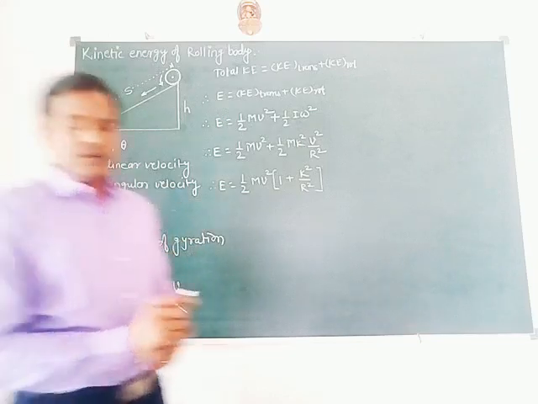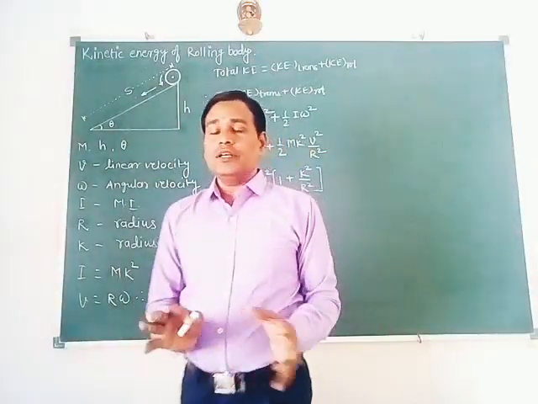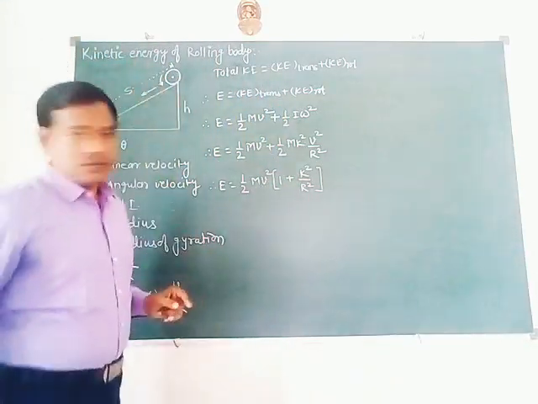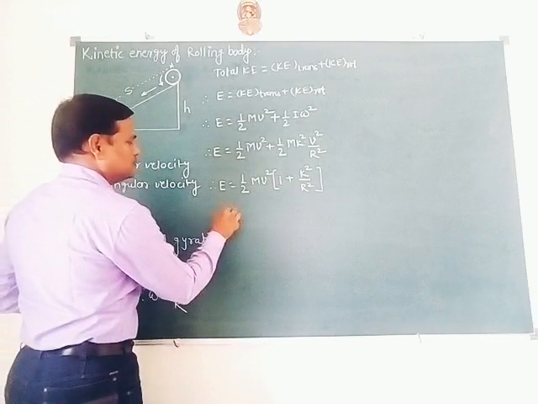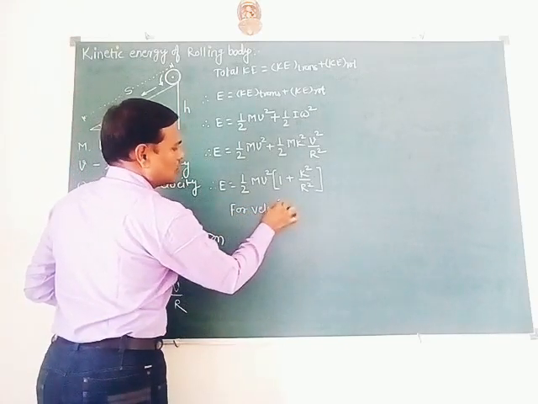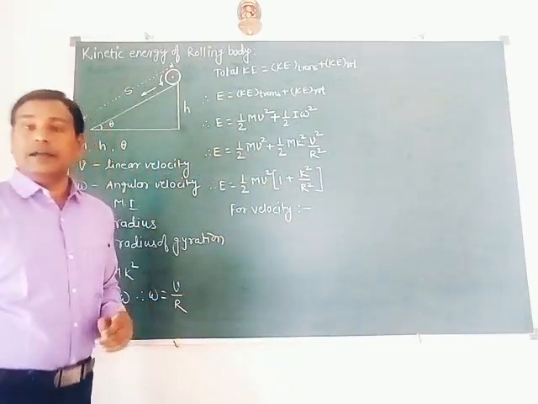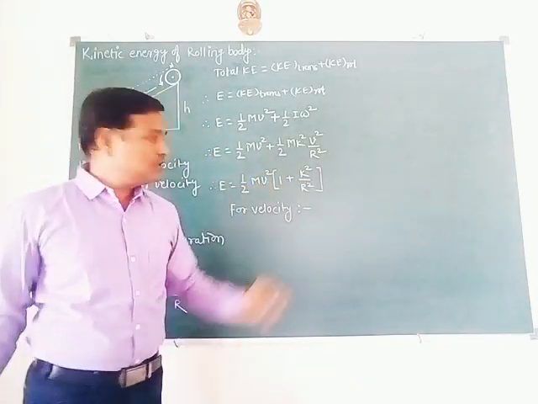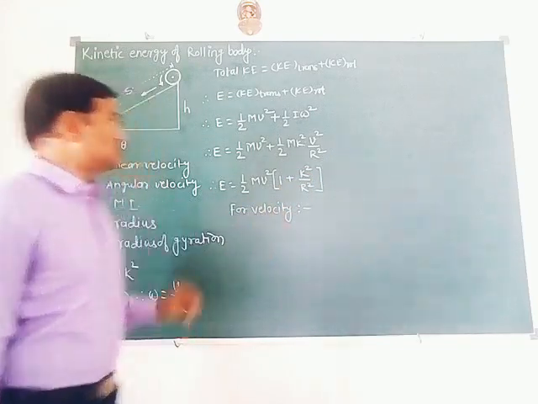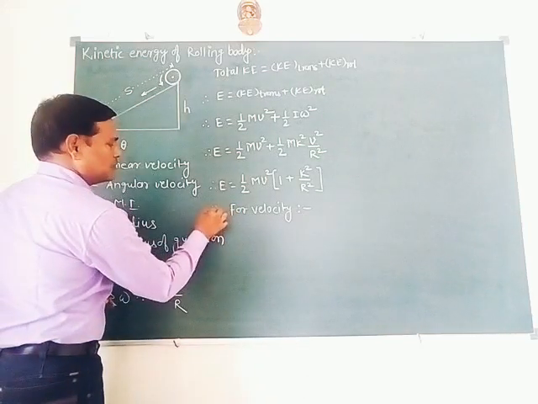This is the expression for kinetic energy. Now we have to obtain the expression for velocity of the rolling object. So this is the expression for kinetic energy of a rolling body in terms of radius of gyration and radius of that body. So we have to obtain the expression for velocity now.